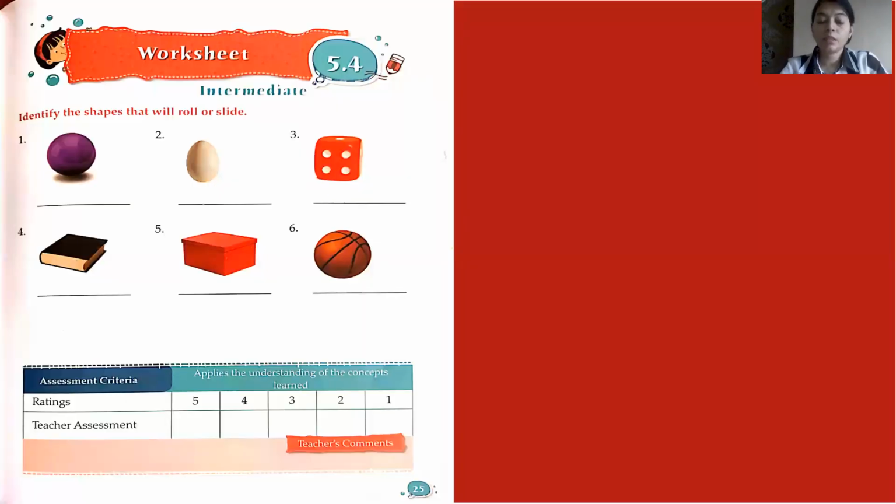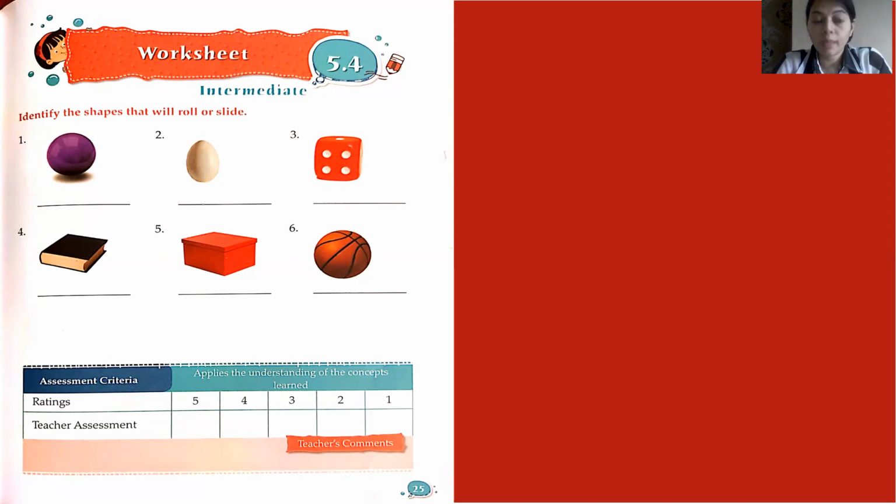So now let's see the next page, and that is worksheet 5.4, page number 25. Now you can see different shapes in this page, correct? There are different objects in different shape. Now, what are you going to write in this? You have to identify the shape and write the answer whether it will roll or it will slide. As teacher has explained to you, curved surface objects always roll, whereas flat surface objects always slide.